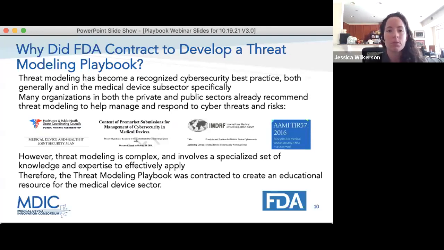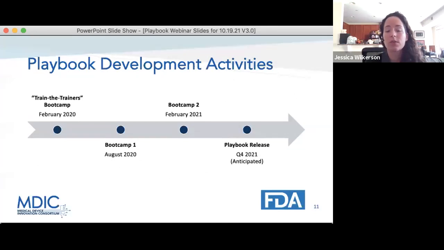Next slide. So we did this over a couple of steps. As you can see, there were 4 major activities here, and one of them hasn't even necessarily occurred yet, but we're coming up on it. We started out with what we were calling the Train the Trainers Boot Camp back in February of 2020. So that one actually happened in person.